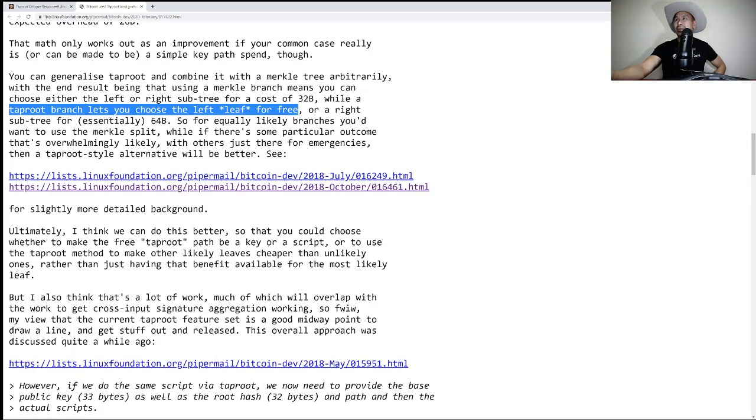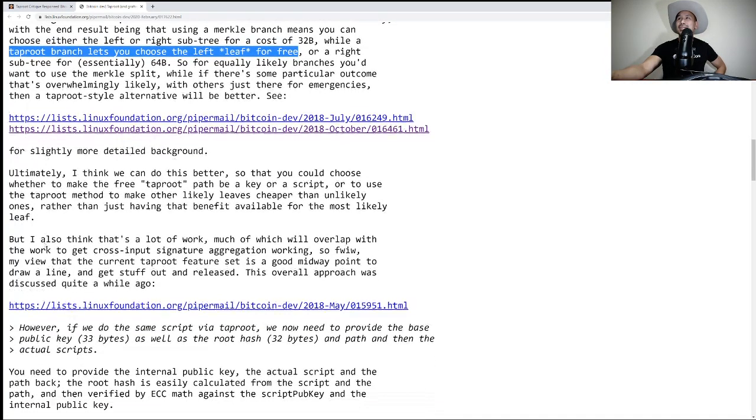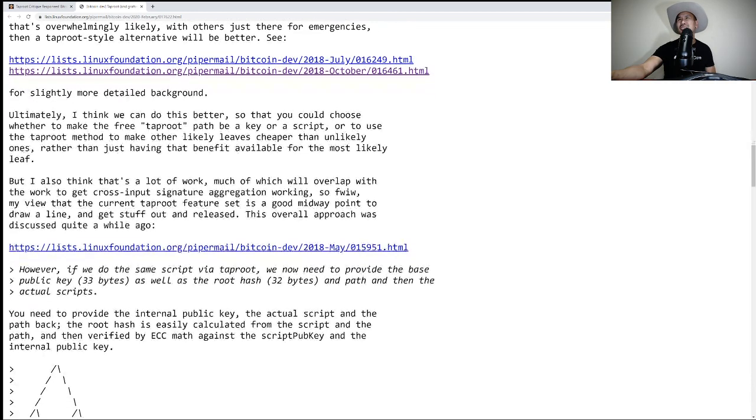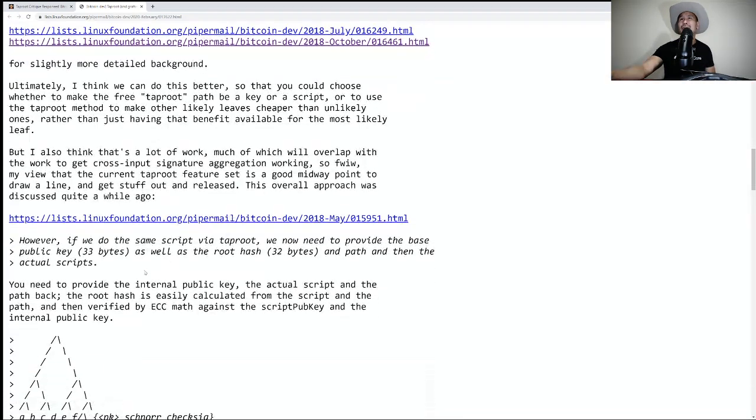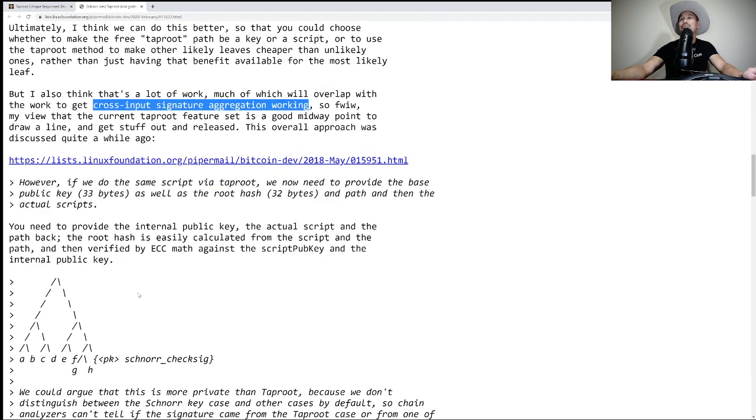Ultimately, I think we can do better so that you could choose whether to make the free Taproot path be a key or a script, or to use the Taproot method to make any other likely leaves cheaper than unlikely ones, rather than just having that benefit available for the most likely leaf. But I also think that's a lot of work, much of which will overlap with the work to get cross-input signature aggregation working. So for what it's worth, my view that the current Taproot feature set is a good midway point, draws a line, and gets stuff released. This overall approach was discussed quite a while ago.